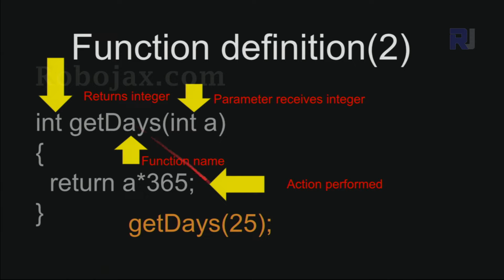The function name is get days. You put get days, and inside the parenthesis you put an integer number without a quotation or anything. This is determining what you can put here. If this is an integer, you must put an integer. You cannot put a word or text or a letter value. This function will return a times 365.